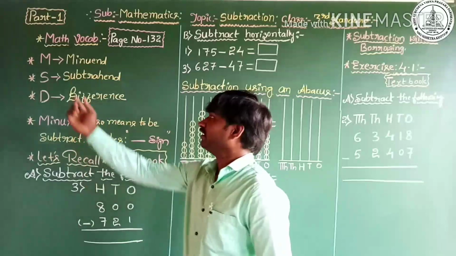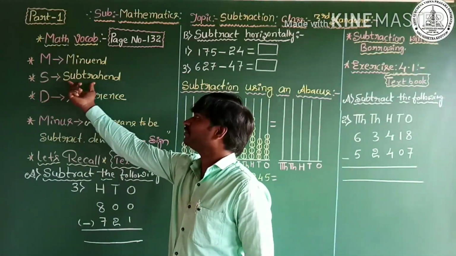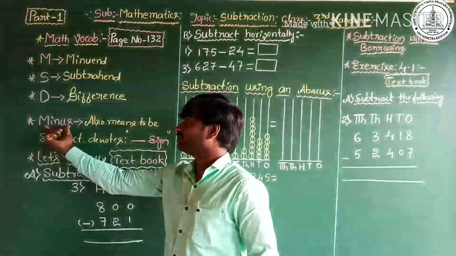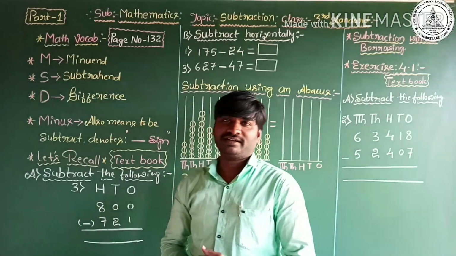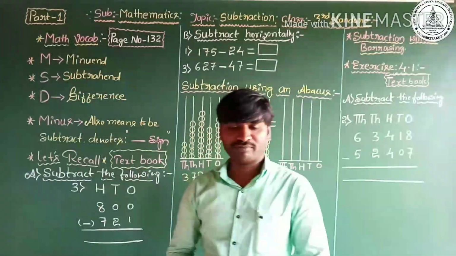Okay dear students, MSD. M means minus and S means subtrahend. The next, D, means difference. Another concept is minus. Shall we study these concepts? One is minuend. What is the meaning of minuend?